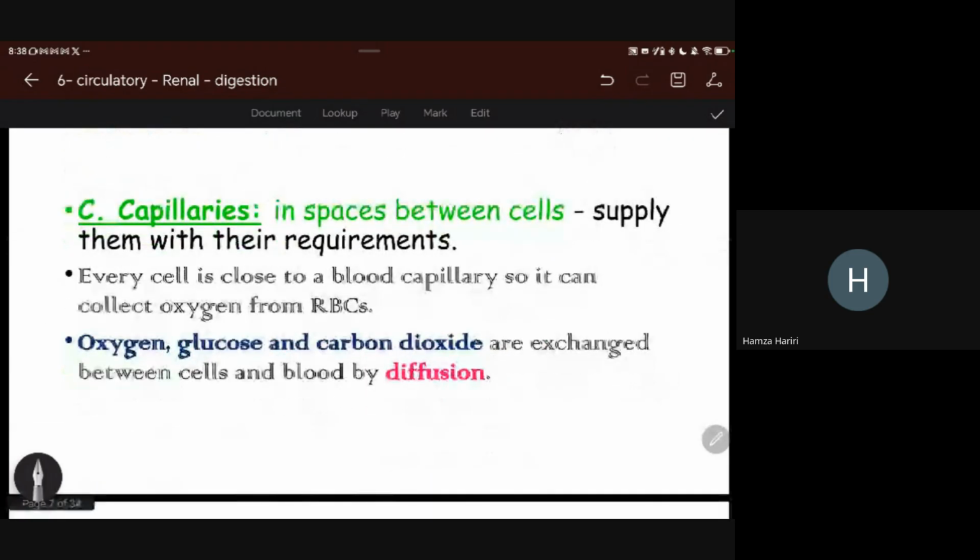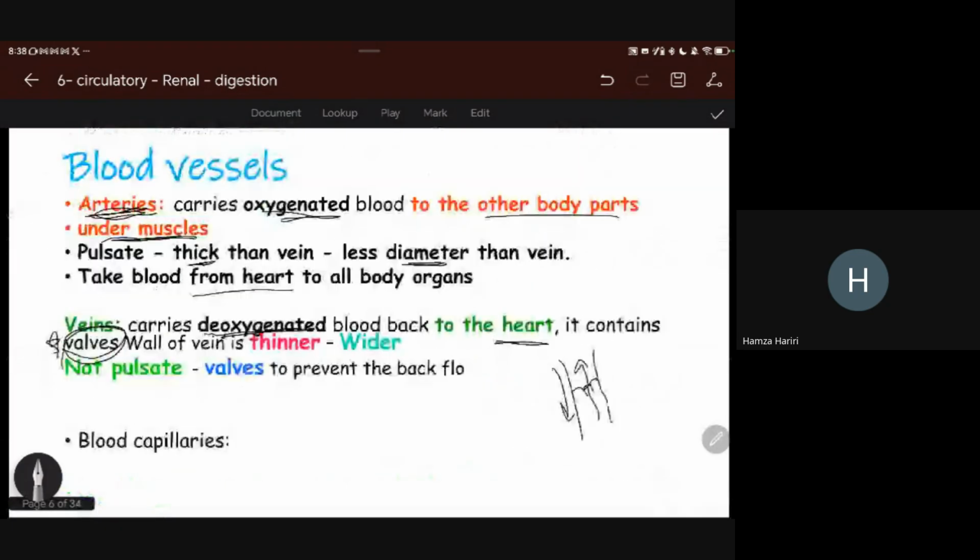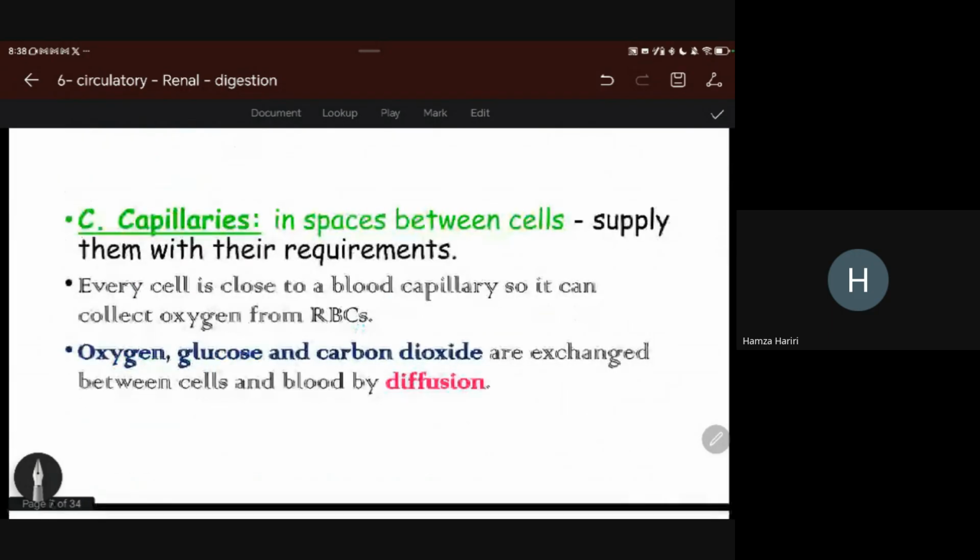Next, we have the capillaries. And by the way, veins are also opposite to arteries in their structure. So as we said, arteries have a small diameter and thicker walls. In veins it's the opposite. They have a wide diameter. Okay, that's why the blood moves within them at low pressure.